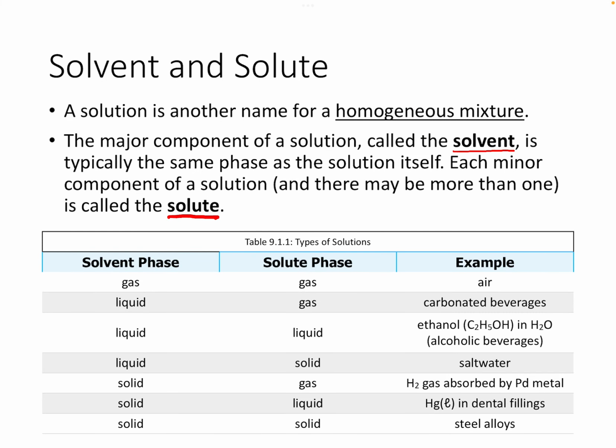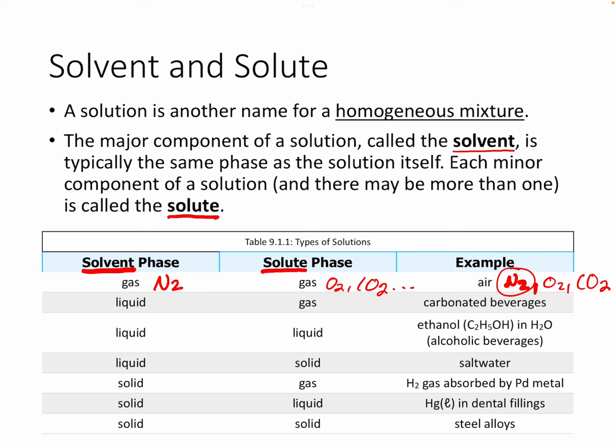I also have some other examples down below of different types of solutions. So in the table, we have our solvent in the first column and the solute in the second column. And we're just going to talk about the phase of the solvent and the solute. So just as an example, we know that the air around us is made up of multiple components. There's nitrogen gas, oxygen gas, carbon dioxide, etc. And the largest component is nitrogen gas. It's about 78% of air. So that would be our solvent. And then our solutes would be everything else that's in air. So O2, CO2, etc.